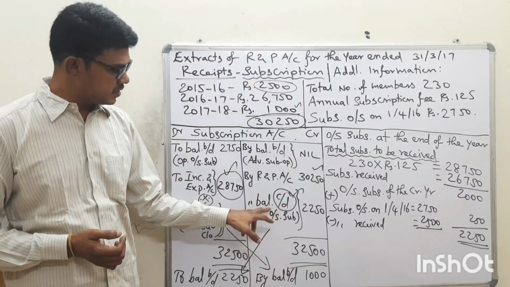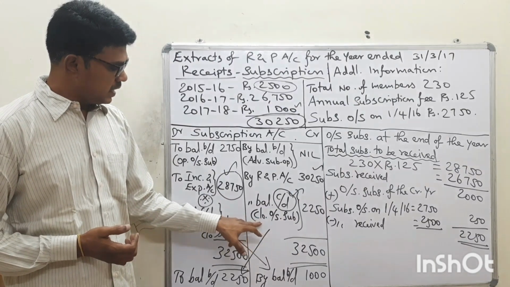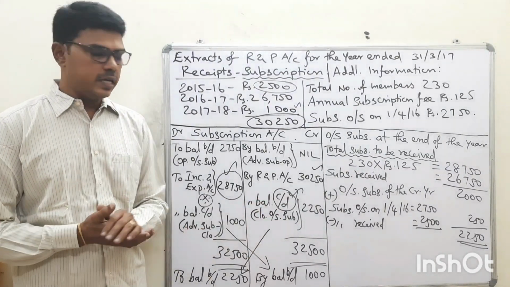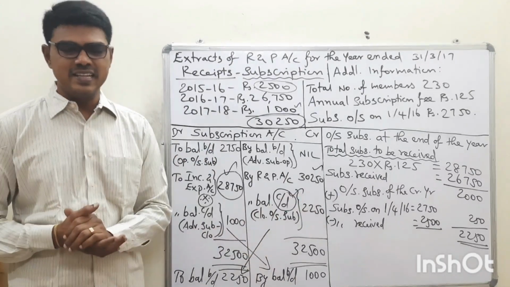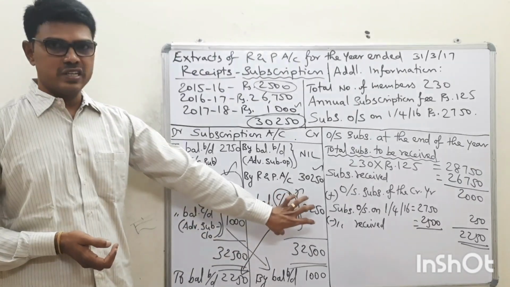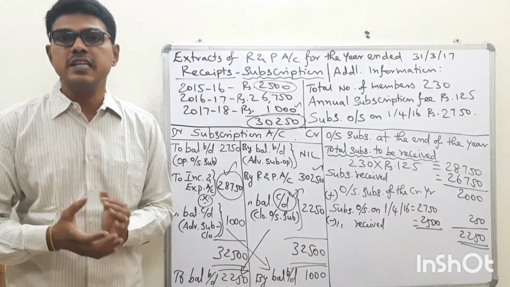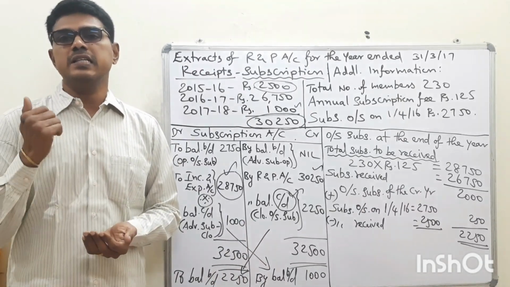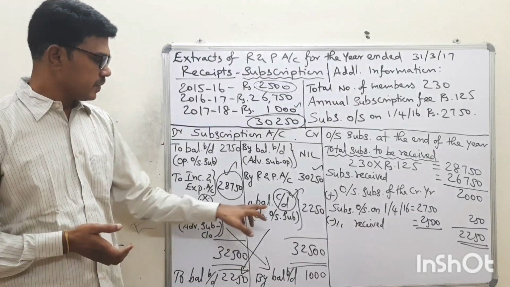Just by seeing this balance carried down, you cannot say. Sir, closing outstanding subscription: you said earlier that assets will always show debit balance, but here outstanding subscription is an asset. Outstanding subscription means subscription to be received, which is an asset, but this is shown in the credit side. Just by seeing the carried down, we cannot say the nature. Only from the brought down can we understand whether the particular account has debit nature or credit nature.